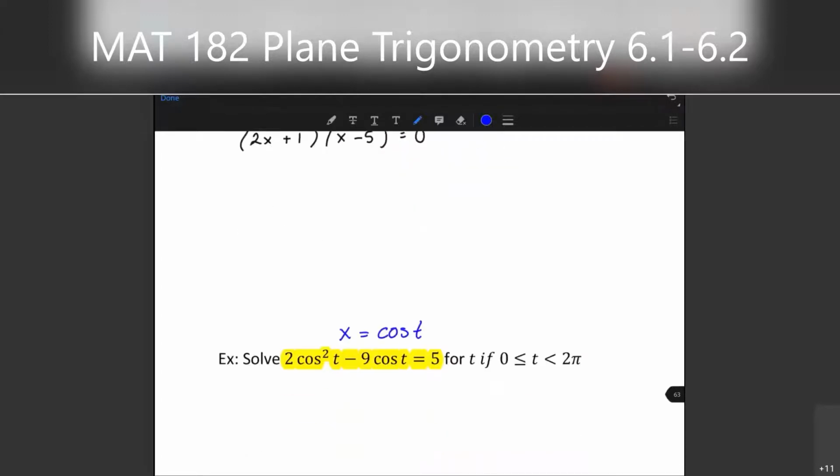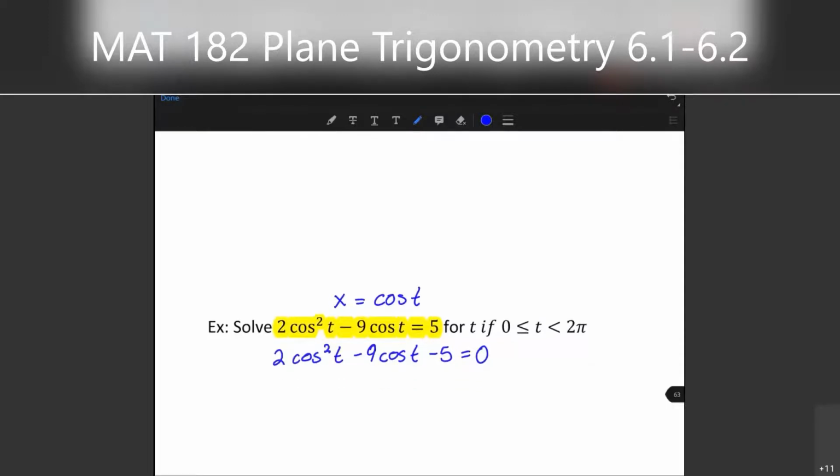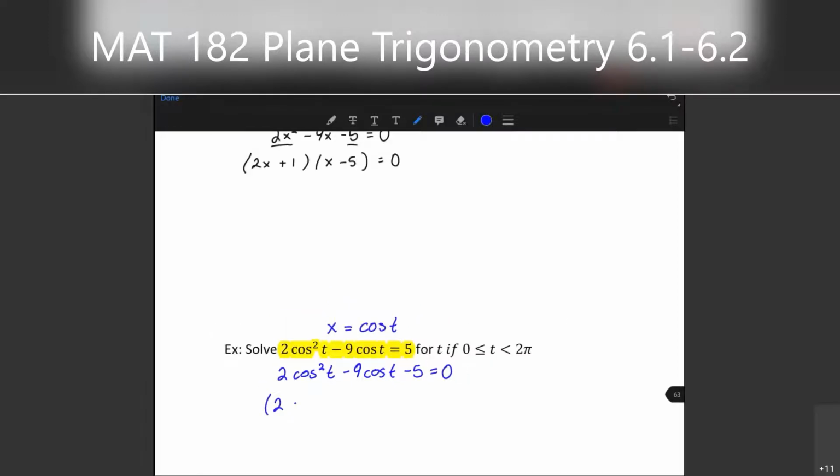Whenever we see something like this, we can again consider setting it equal to 0. We'd have that same format, equals 0, and we would factor this, but now we can factor in terms of cosine. It would look like this: we'd have 2 cosine t plus 1 and cosine t minus 5. So it looks really similar to that previous factoring in terms of x, but now, in place of x, we have cosine t.